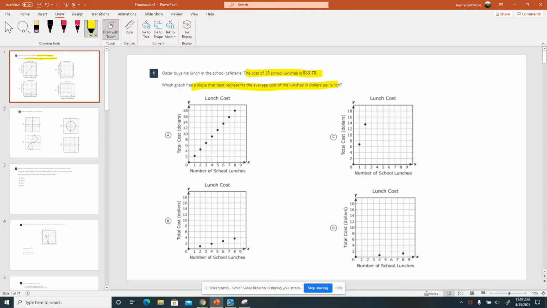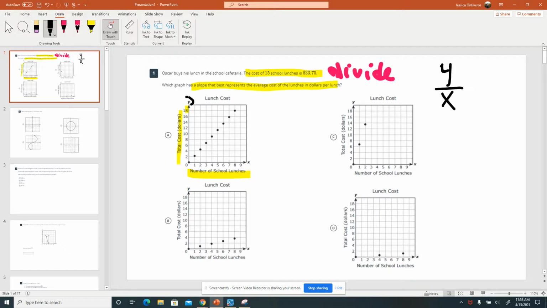Okay. So here, notice that you don't have 15 school lunches. It stops at 9. And here in the cost of dollars, it stops at 18. So you're like, wait, there's no 15 and there's no 33.75. What do I do? Well, when that happens, I need you to divide. If you don't see the numbers, you have to divide. But you need to divide your y over the x.